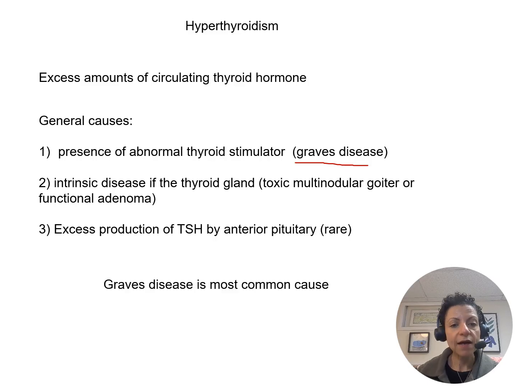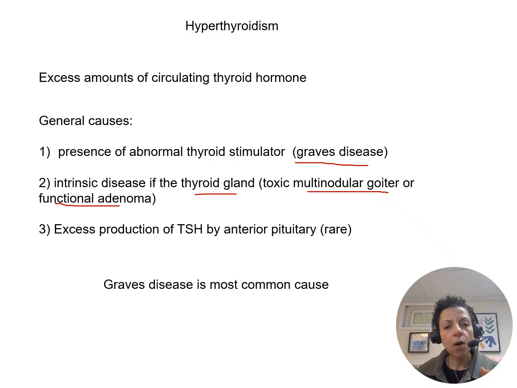We can also have intrinsic diseases of the thyroid gland. So it could be multinodular goiter or a functional adenoma in the thyroid gland. Okay, so this is basically benign growths of the thyroid gland that overproduce thyroid hormone.